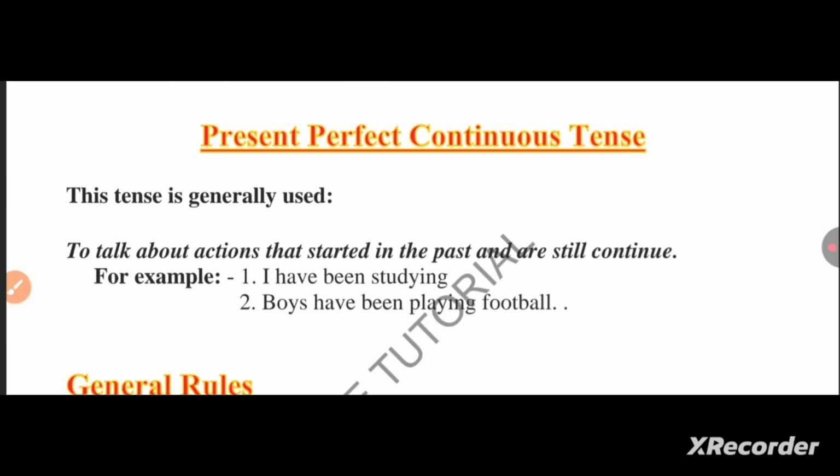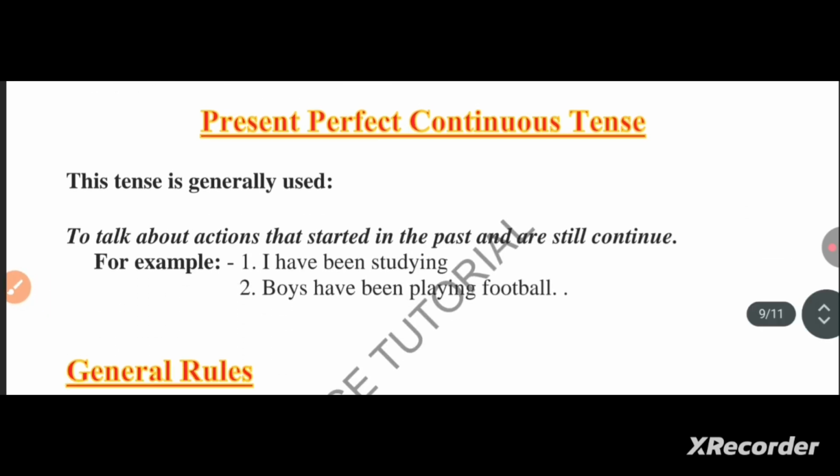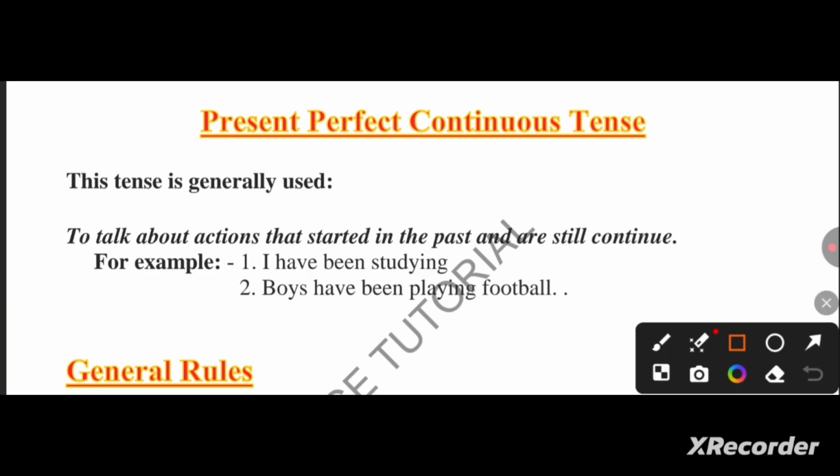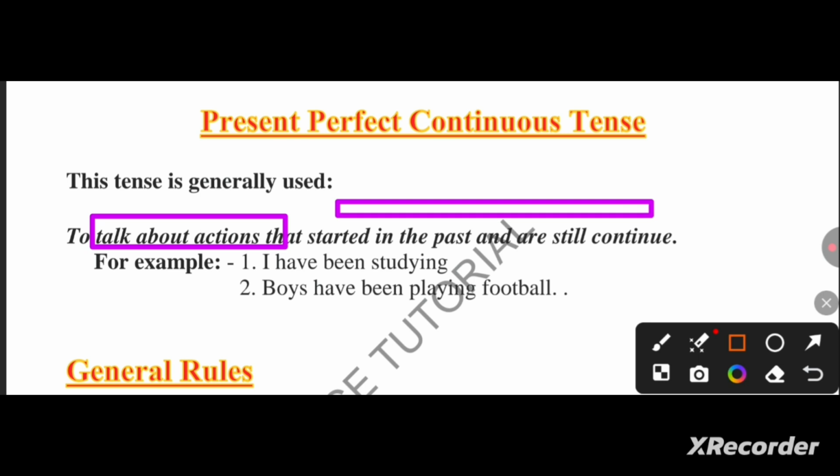Now, we start with the present perfect continuous tense. This tense is generally used to talk about actions that started in the past and are still continuing. This action is still continuing. For example, I have been studying. Boys have been playing football.